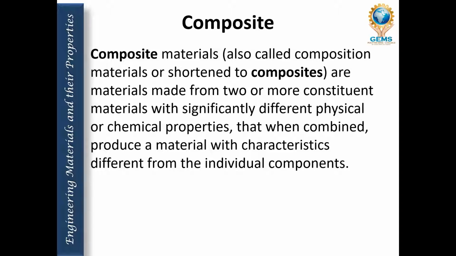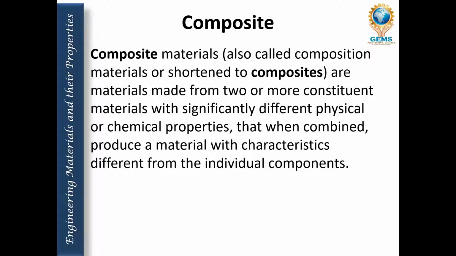Composite is also called a composition material, or shortened to composites. It is a material made from two or more constituent materials with significantly different physical or chemical properties that, when combined, produce a material with characteristics different from the individual components. So basically, it is a combination of two different materials, completely different in physical as well as chemical properties, forming a single material.